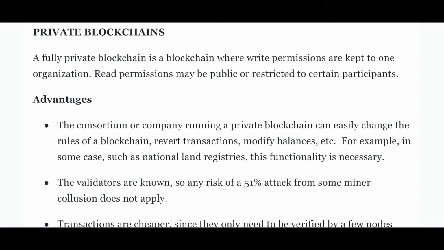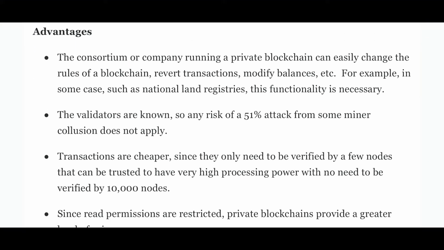Private blockchains. A fully private blockchain is a blockchain where write permissions are kept to one organization. Read permissions may be public or restricted to certain participants. Advantages: the consortium or company running a private blockchain can easily change the rules of a blockchain, revert transactions, modify balances, etc. For example, in some cases, such as national land registries, this functionality is necessary. The validators are known, so any risk of a 51% attack from some minor collusion does not apply.